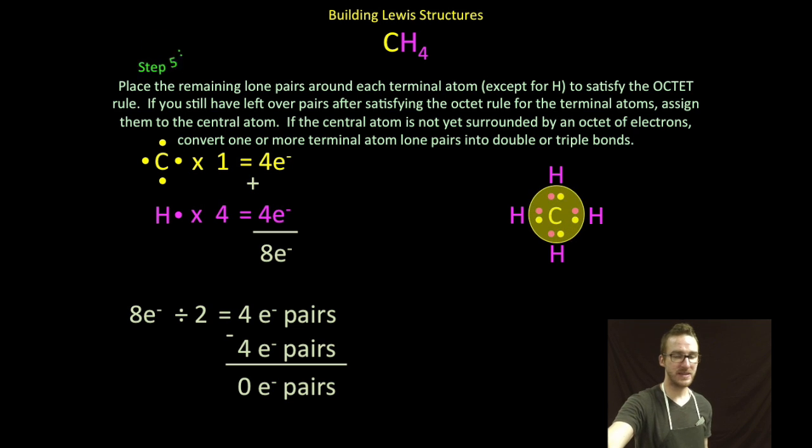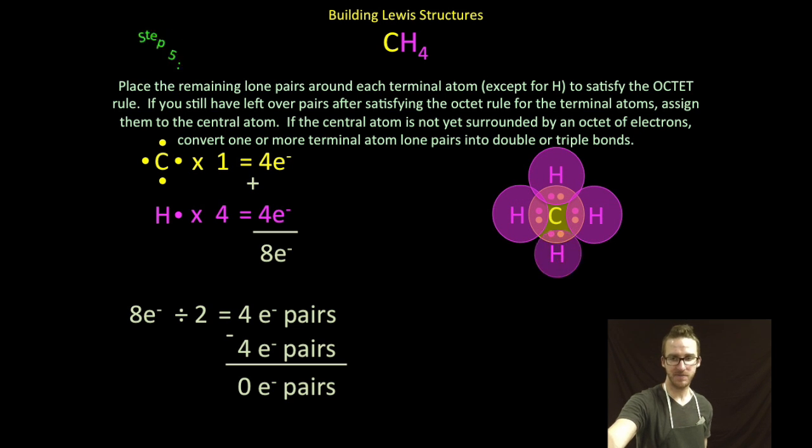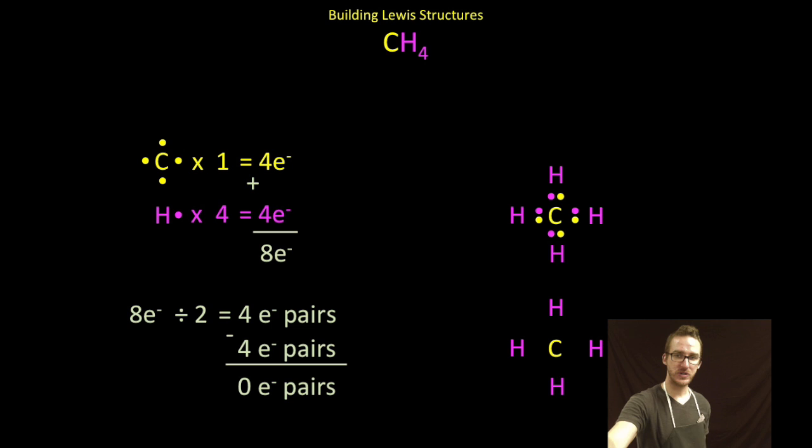I like to make these nifty Venn diagram looking things. It helps me realize what electrons are being shared. It also helps me double check to make sure that everything that needs an octet has got one. My Lewis structure is looking good.